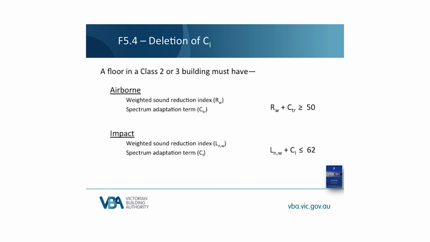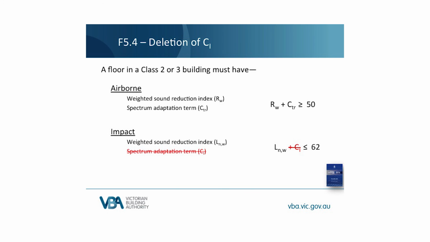F5.4 contains requirements for sound insulation for floors in Class 2 and 3 buildings. The provision is separated into airborne noise, for example, the stereo in the unit above you, and impact noise, which could be footsteps in the unit above you.